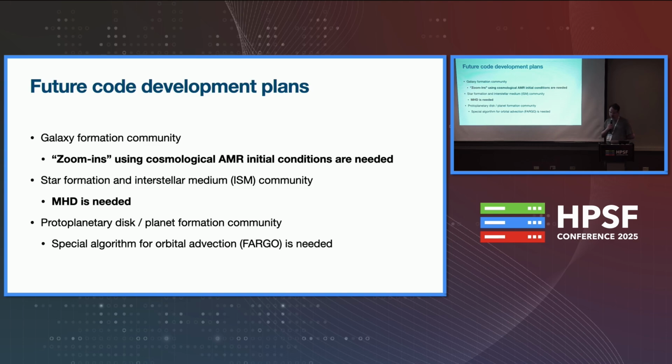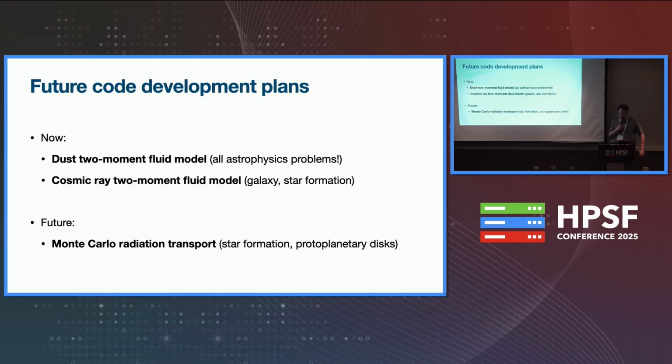We're working on adding constrained transport MHD. It's very important in star formation and the interstellar medium. And potentially for people who work on protoplanetary disks and planet formation, there's a special algorithm to reduce the time step constraint for orbital advection when you essentially have an advection speed that dominates all the other signal speeds in the problem. You can analytically remove it in the integrator. So we're potentially considering adding that.